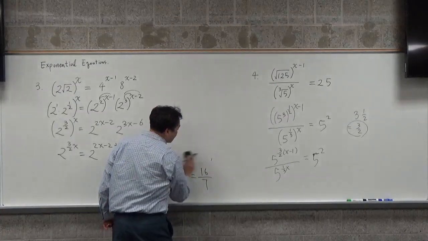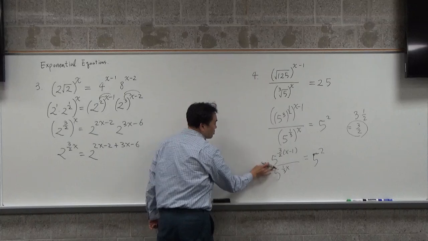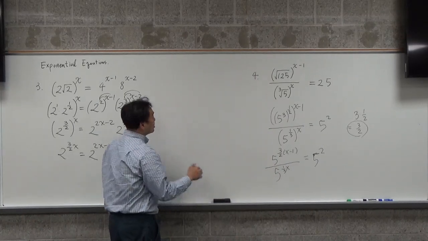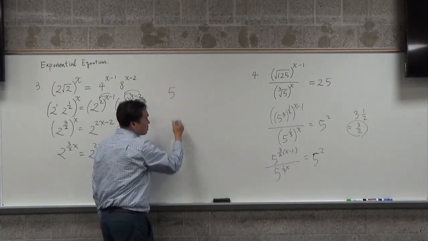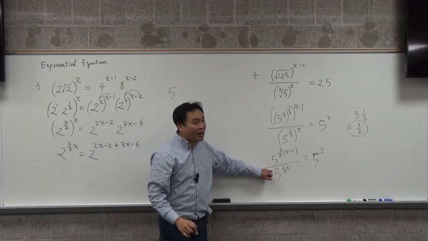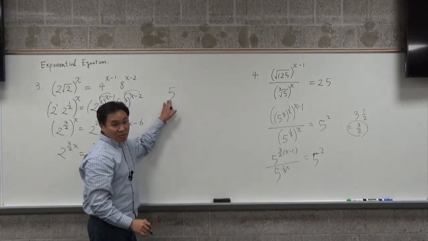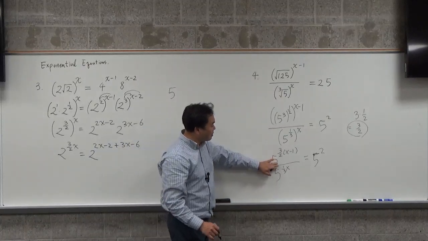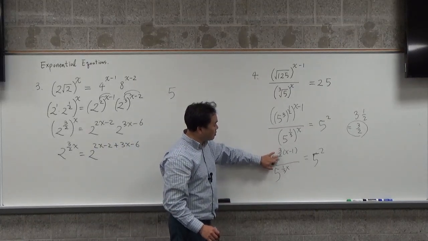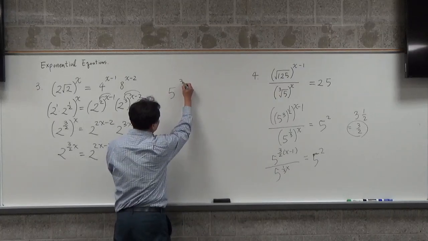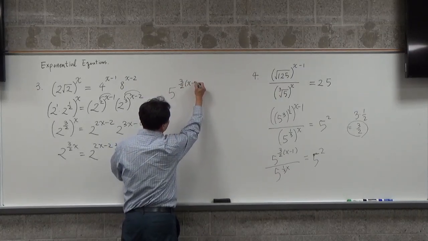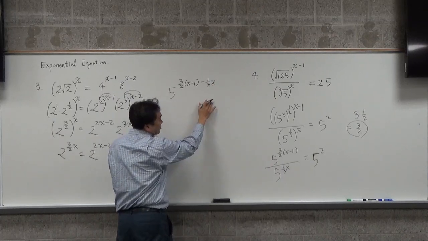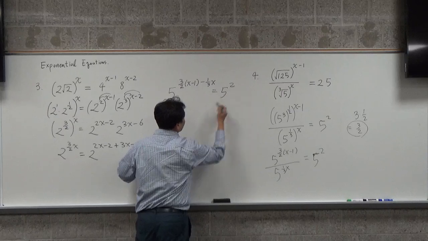Now, if you divide two expressions where they have the same base, what do you get? You subtract the exponent, right? So if you have the same base of 5, that 5 stays. That does not change, okay? Instead, the exponents now become this one minus this one, right? So you subtract the exponents. So that's what you get on the left side. On the right side, you get 5 squared.